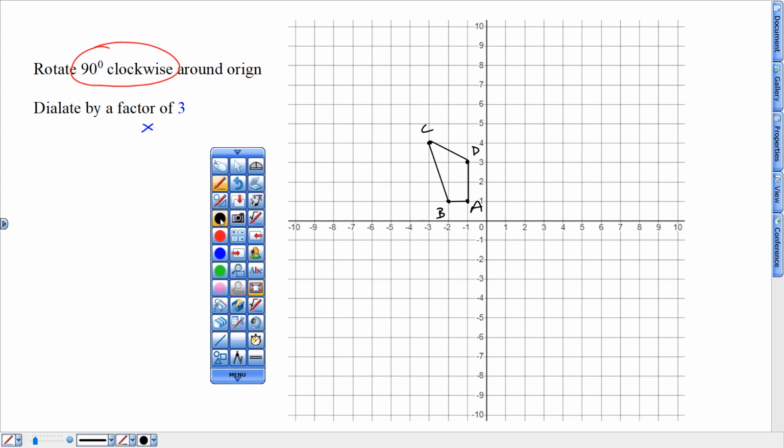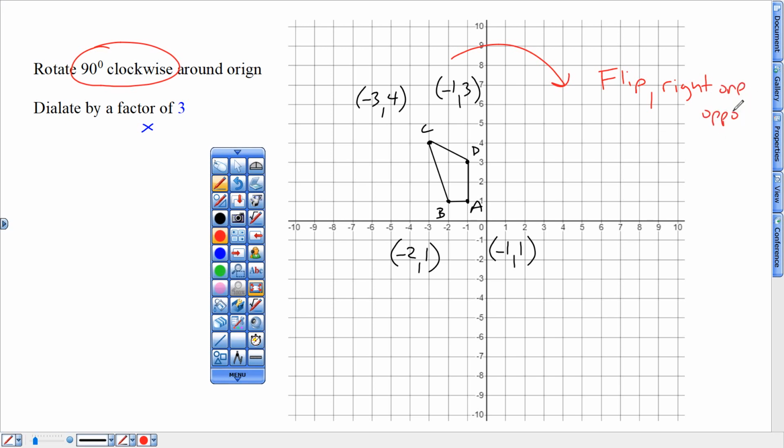This ends up being negative 3, positive 4. The other one is negative 2, 1. The other one is negative 1, 1. And then I have negative 1, 3. Right? All of these coordinates. When I do a quarter turn to the right, if I could draw that, they're going to flip. And then the right one's going to be opposited. So when I do a quarter turn to the right.